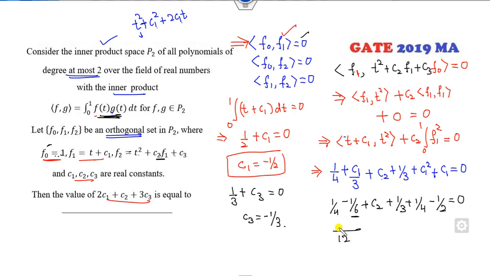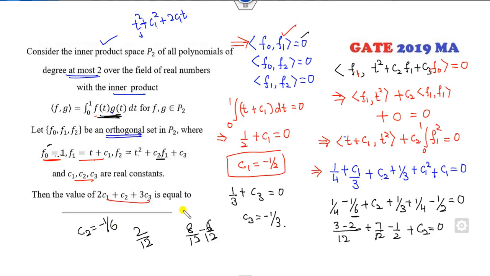So what is that? 12 is the LCM, 4 3 minus 2. This is 7 over 12. This is minus 1 over 2. So it's 1 over 12, 8 over 12. 8 over 12 minus 1 over 2, so I can say 6 over 12, which is 1 over 6. So C2 will be minus 1 over 6.